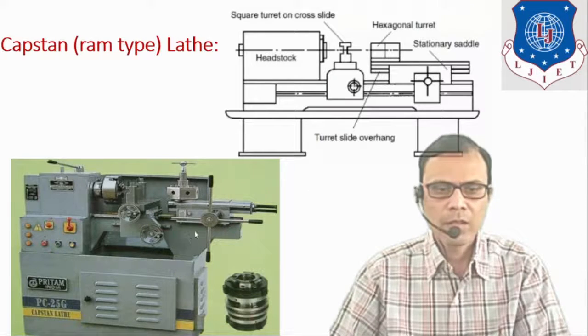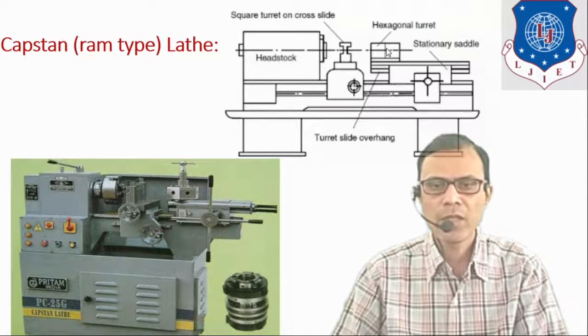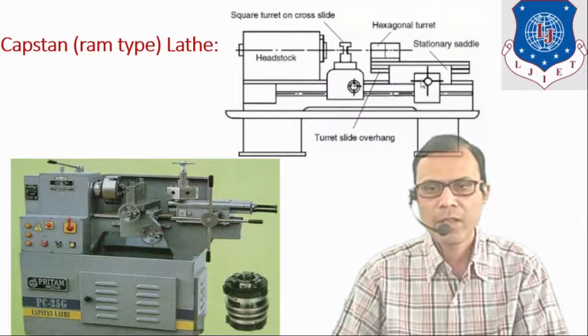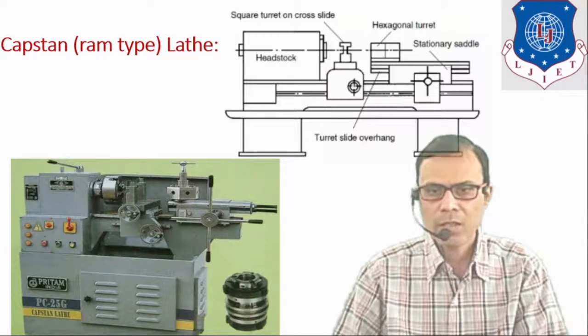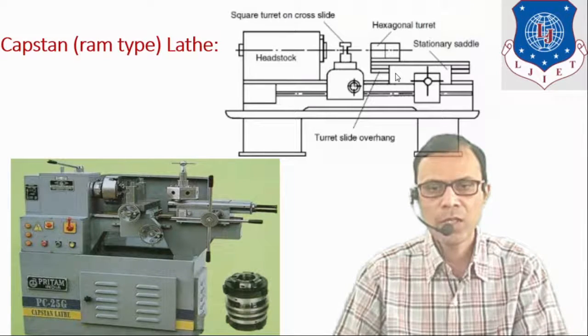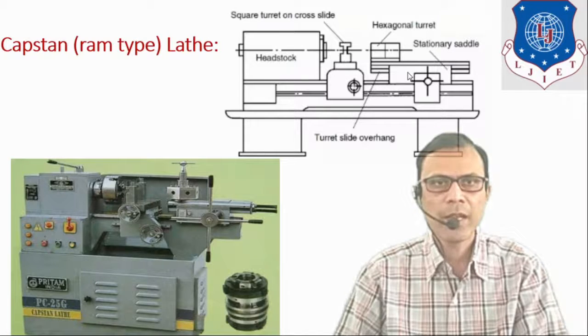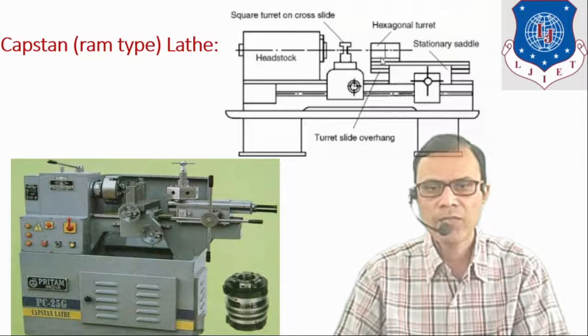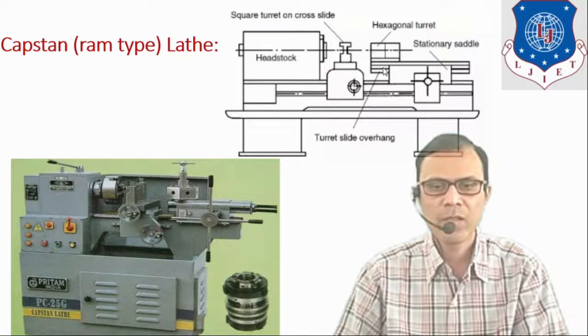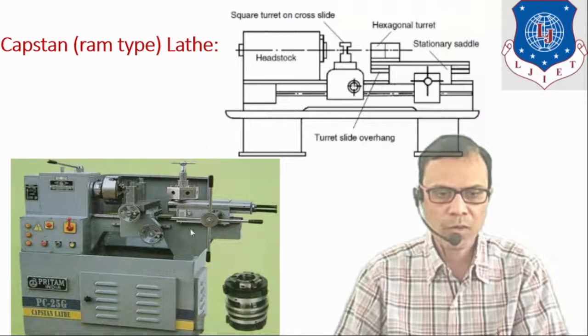So here this hexagonal turret is mounted on a stationary saddle. This stationary saddle is mounted on the machine bed base. So this saddle remains stationary, but on the top surface of this stationary saddle guideways are provided, and on those guideways this component which is known as a ram is mounted, and the hexagonal turret is fitted at one end of this ram.